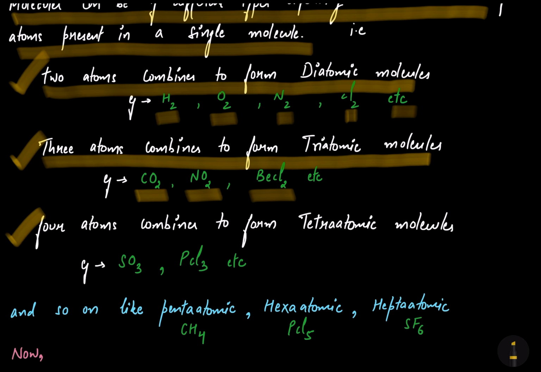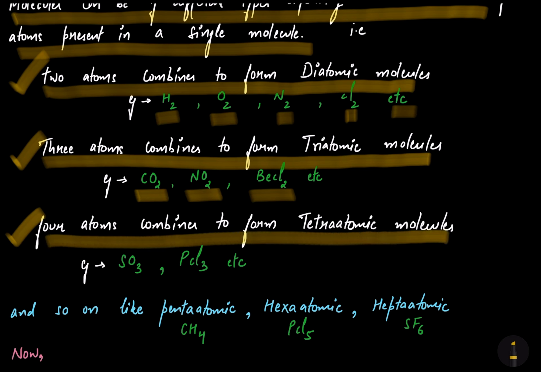That's tetraatomic. Four atoms combine to form tetraatomic molecules. Let's take an example. SO3 is the sulfur trioxide gas. In this, we are having one atom of sulfur and three atoms of oxygen. So in total we are having four atoms, one of S and three of oxygen. So it's a tetraatomic. In case of PCl3, we are having one atom of phosphorus and three atoms of chlorine. In total we are having four atoms in a single molecule of PCl3. That's why it's a tetraatomic molecule.